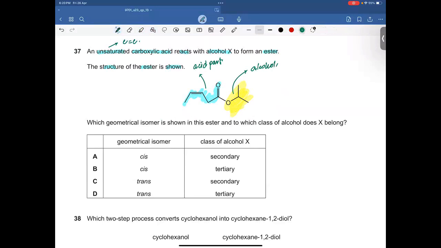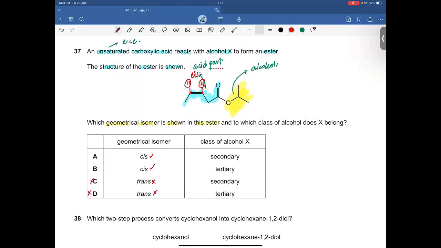Which geometrical isomer is shown in this ester? That's an easy task. See, this double bonded carbon atom, we need to check. This is a hydrogen atom. This is also a hydrogen atom. If two similar groups are attached to the same side of the double bonded carbon atom, obviously it's going to be cis. So this is cis, trans is not possible, so options C and D are incorrect.